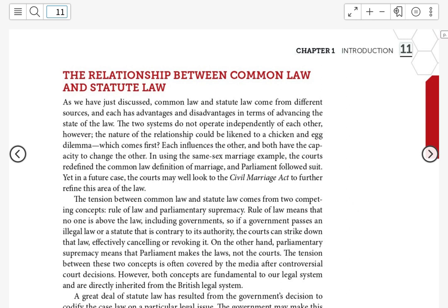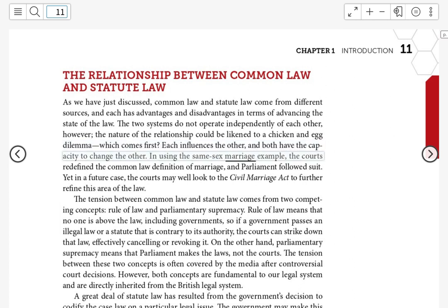Chapter 1 Introduction. 1.1 The relationship between common law and statute law. As we have just discussed, common law and statute law come from different sources, and each has advantages and disadvantages in terms of advancing the state of the law. The two systems do not operate independently of each other. However, the nature of the relationship could be likened to a chicken and egg dilemma: which comes first? Each influences the other, and both have the capacity to change the other.